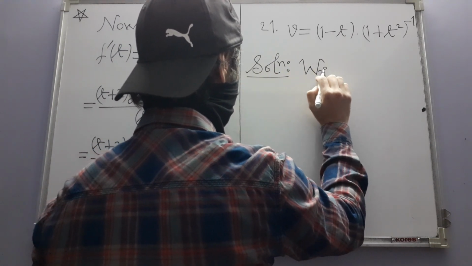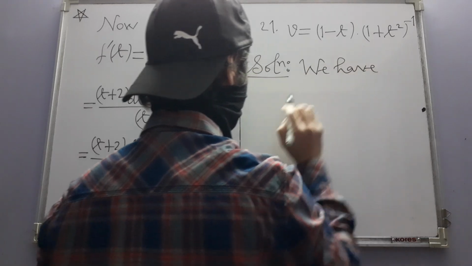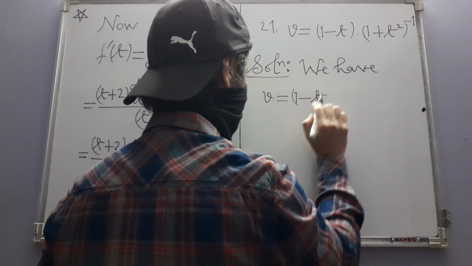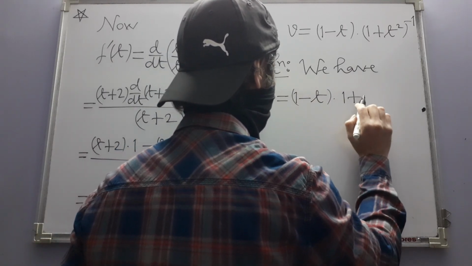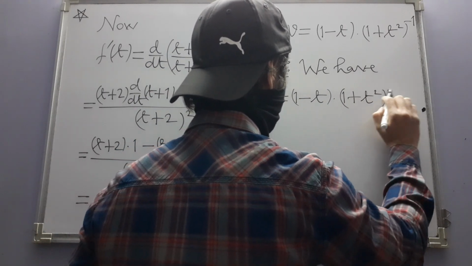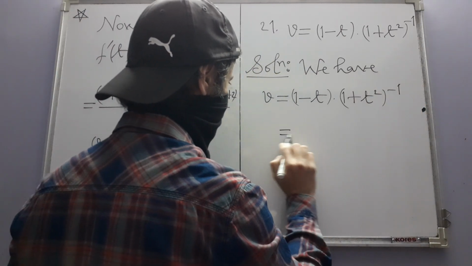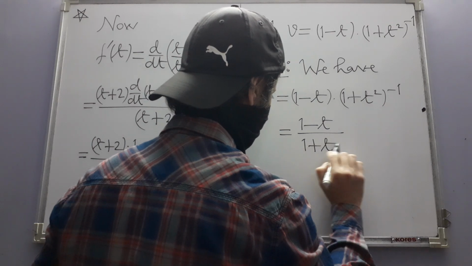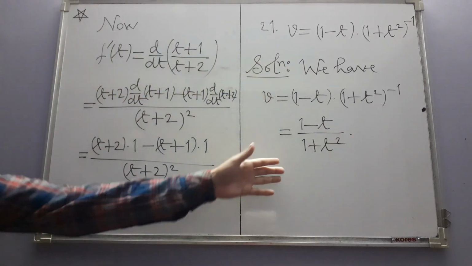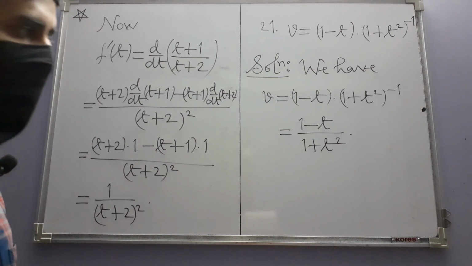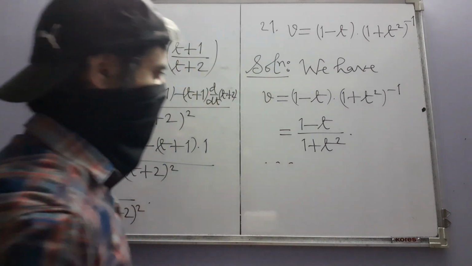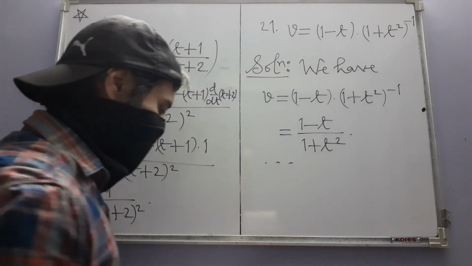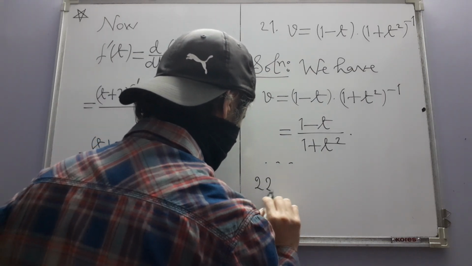We have v equal to 1 minus t times 1 plus t square to the power minus 1. So obviously it's just this. That's it. And then you apply the quotient rule as usual. So this also I leave to you. Next, 22 is also similar.